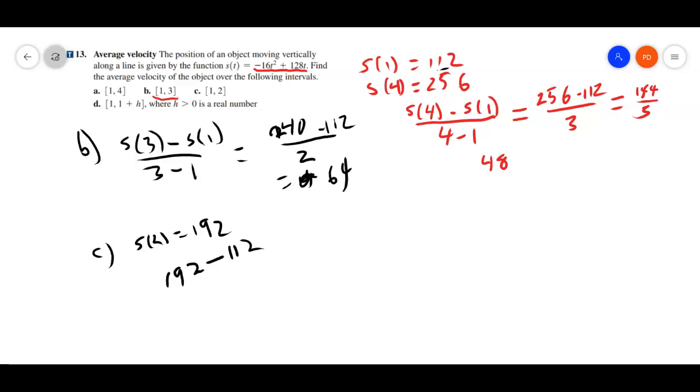Then for S of 2, 192 minus 112 over 2 minus 1. Notice this number changes on the bottom too. And you'll get 80. 80 divided by 1 is still 80. So you get 80. Now, parts A, B, and C is straight finding a slope, finding function values and finding the slope between the 2 points you have. The x-coordinate is what you use to find the function value. The y-coordinate is what you got for the function value.